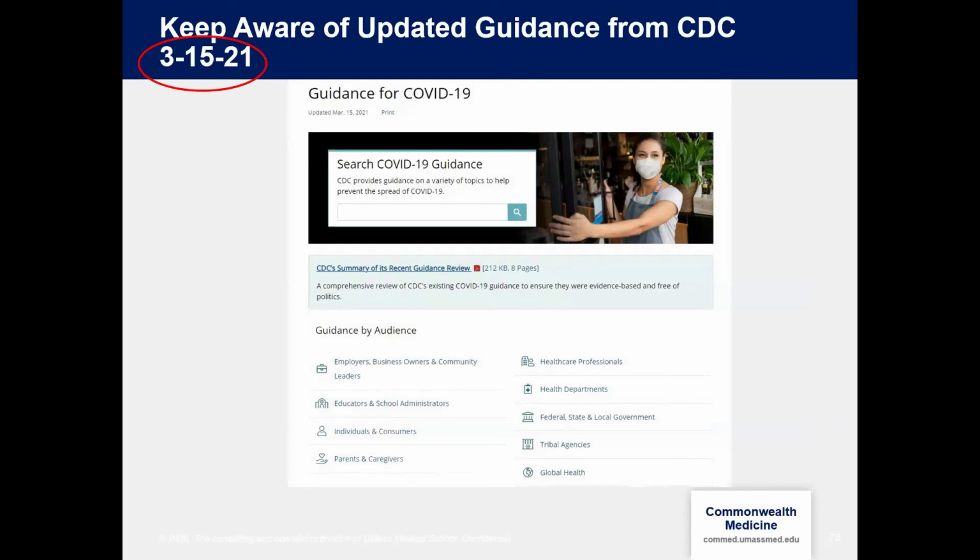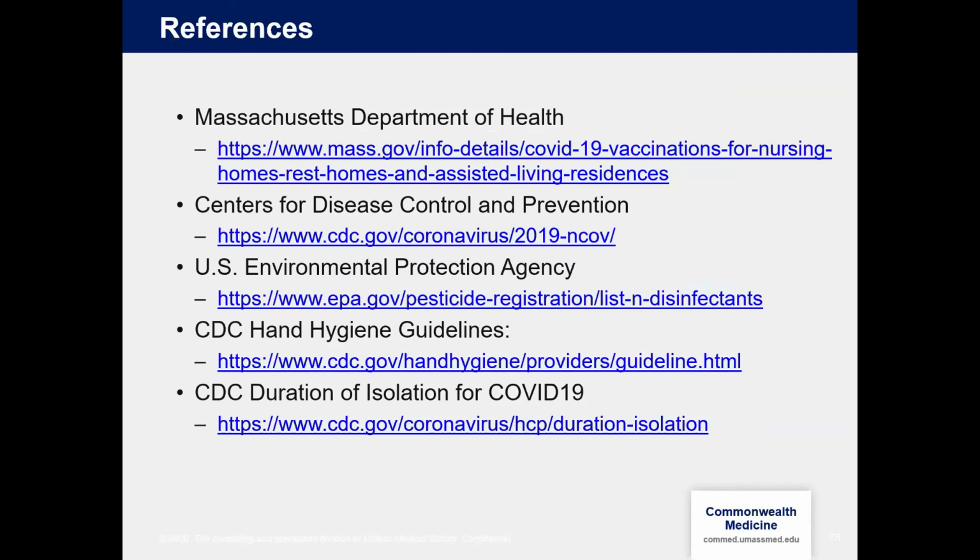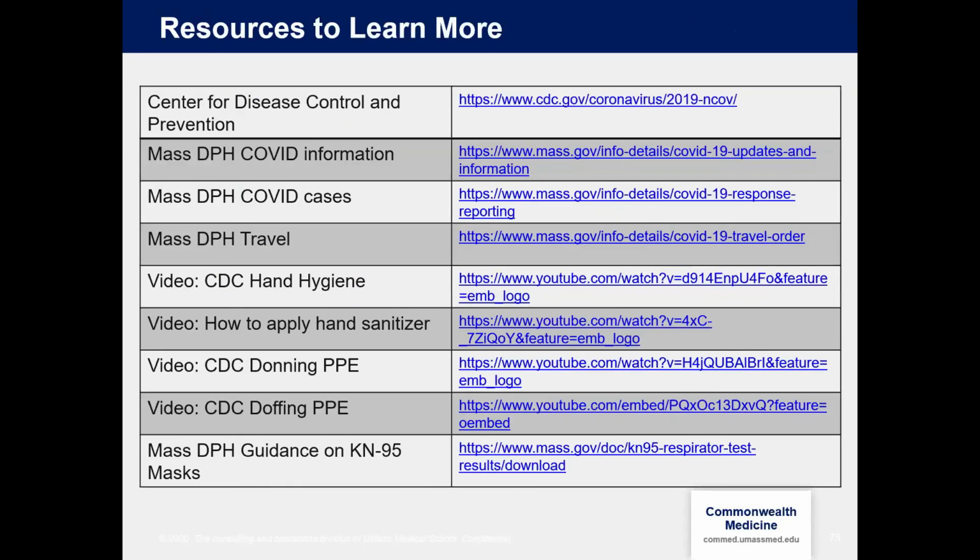Also, guidance from March 15th, the CDC has updated guidance for employees and businesses, educators, individuals, consumers, parents, and caregivers. So all of these have been updated on March 15th. And as I said, it's just constantly keeping on top of what's coming out of not just the CDC, but federal, state, and local governments, tribal agencies, global health, so we're all aware of what the different guidelines are. But here's some of the references for you: the Mass Department of Health, the CDC, the EPA, and on isolation, hand hygiene. And here's a whole other bunch of videos that we recommend that you can share with your staff.